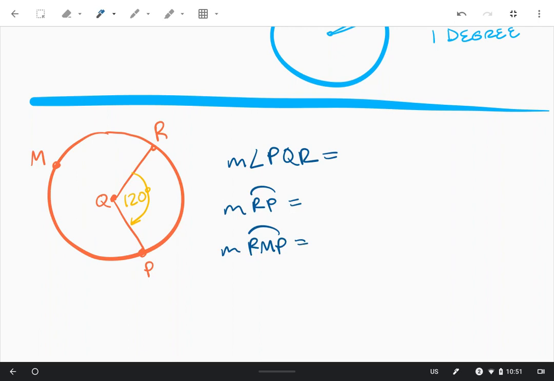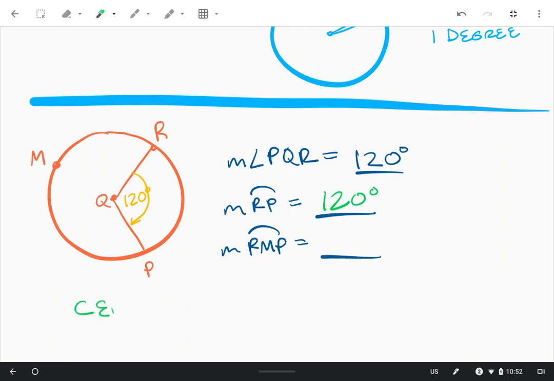So let's talk about this in the most straightforward way. We already know the measure of PQR. PQR is the angle that you already see here. It's this angle right here. That angle we're given is 120 degrees. So then what's the relationship between the measure of this angle and the measure of its arc? Well, the thing we know is that the measure of a central angle is equal to the measure of its arc. So the arc would also be 120 degrees.